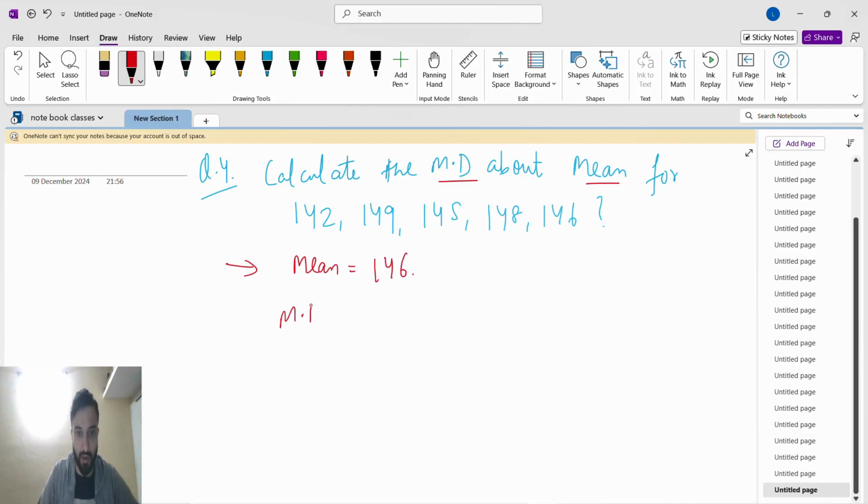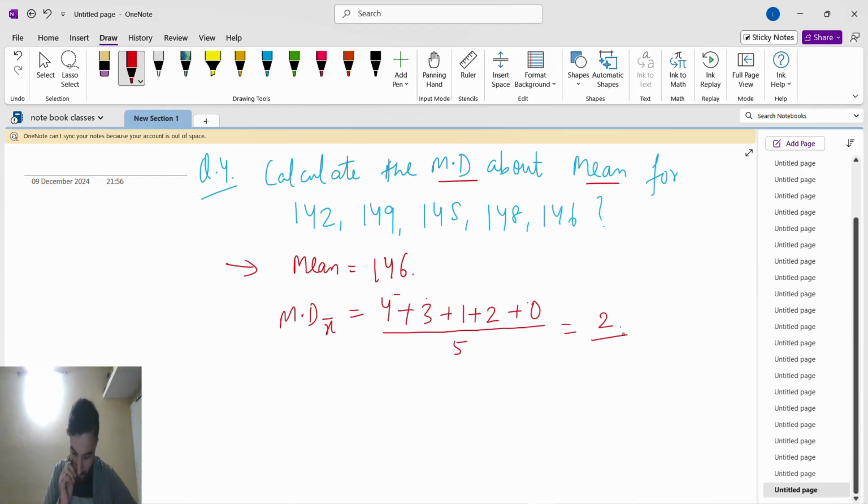Now we just have to find the mean deviation about mean. So 142 minus 146, that is 4, plus 149 minus 146 is 3, plus this is 1, plus this is 2, plus this is 0, whole divided by n, which is 5. So 4 plus 3 is 7, plus 1 is 8, plus 2 is 10. 10 divided by 5 is 2. Okay, the mean deviation about mean we got is 2.